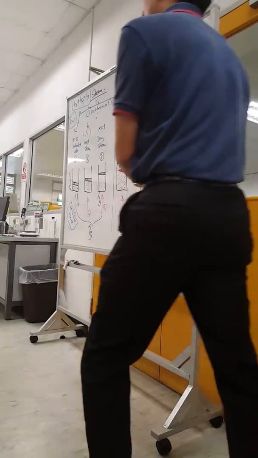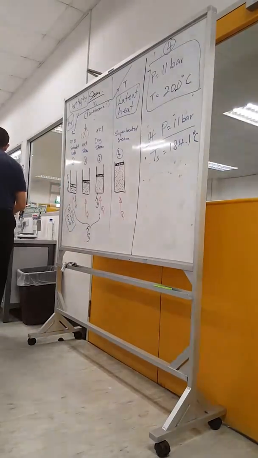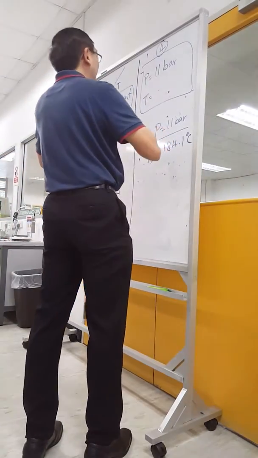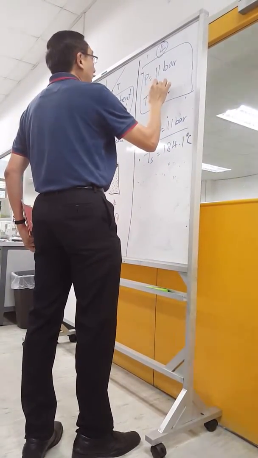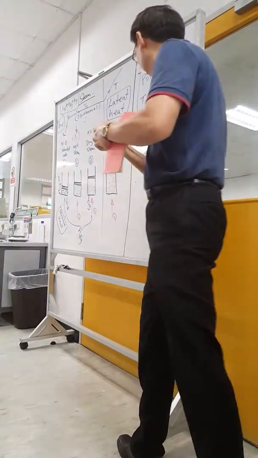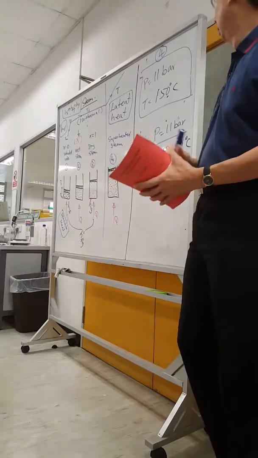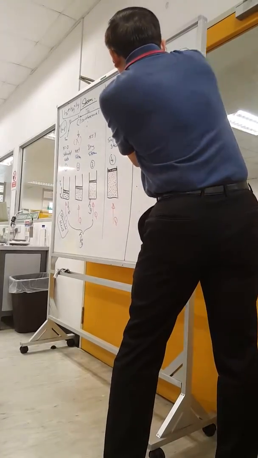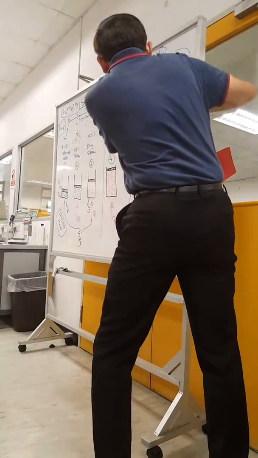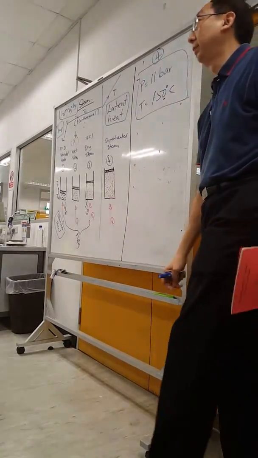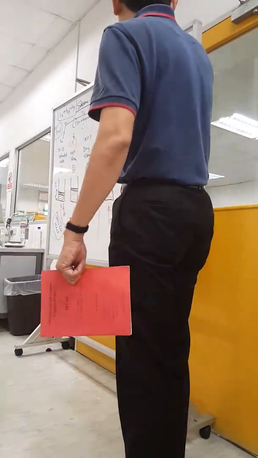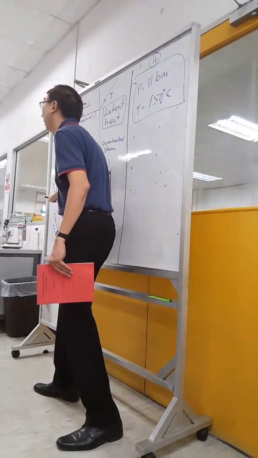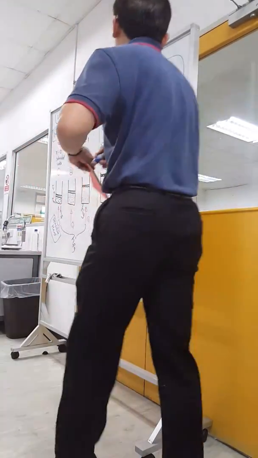So if I give you 11 bar pressure, now the temperature is 150 degrees C. Liquid at 11 bar is heated up to 150 degrees C. So what stage is that? Because here the TS is 184, before it reaches 184 it is still in between here, right? So it must be stage 1. Okay, this is stage 1.